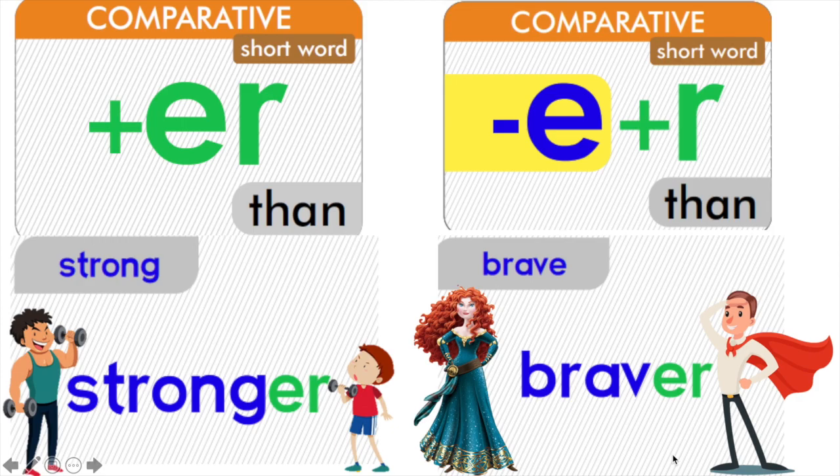Comparative. For short words, we need to add ER at the end of the word. For example, strong becomes stronger, and we add than. Stronger than. We have another word here, brave. Brave becomes braver. Braver than. In this second option, we have brave with an E, so we keep the E and add an R. Stronger than, braver than. These are for short words.